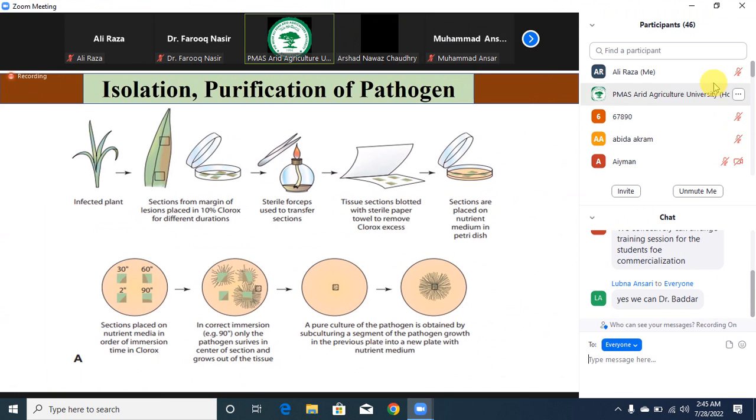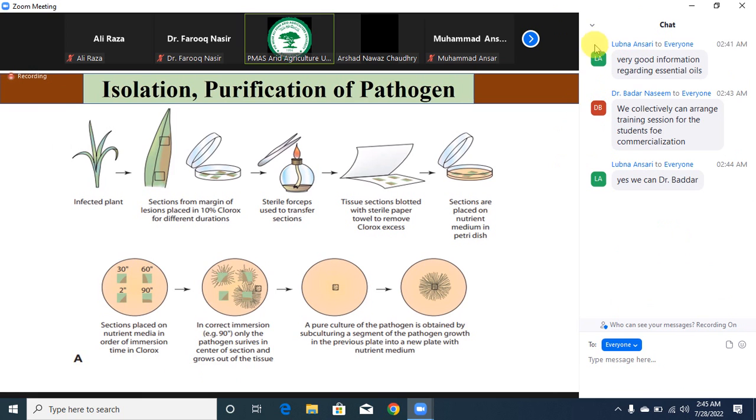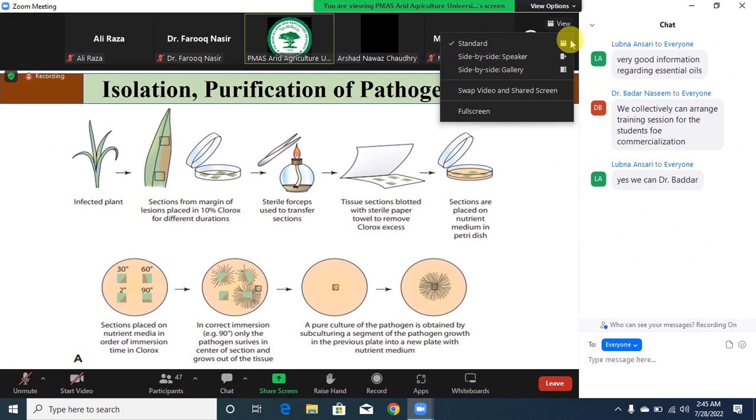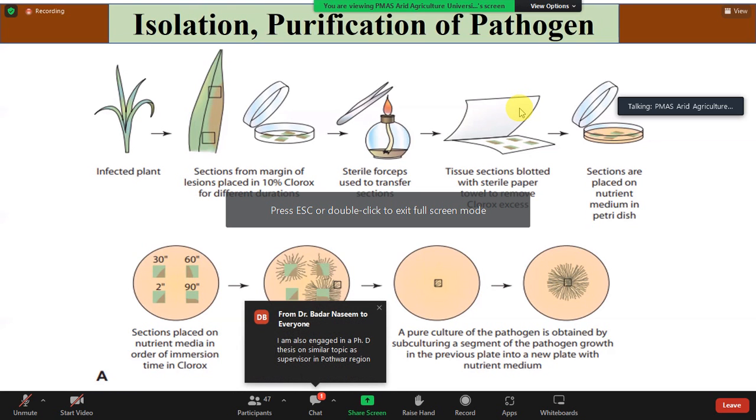Now, after 7 or 10 days, the incubation is a very important time, because it is the time period between the entrance of the pathogen and the appearance of the disease. So we give suitable temperature and nutritional requirements for the pathogen to form its colony, for morphological identification.